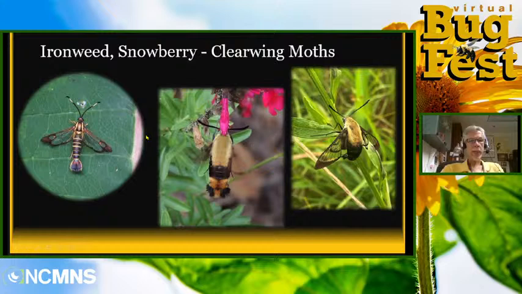I couldn't figure out why the ironweeds were dying, but it's a very beautiful looking little moth. They're not very big, maybe an inch and a half long.